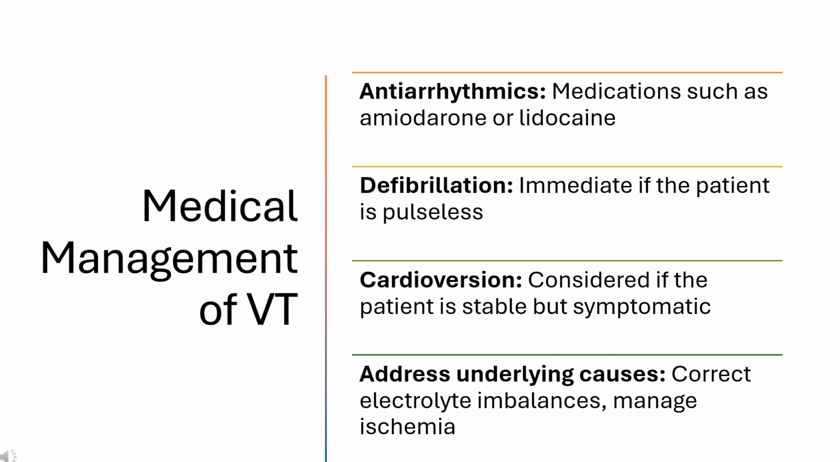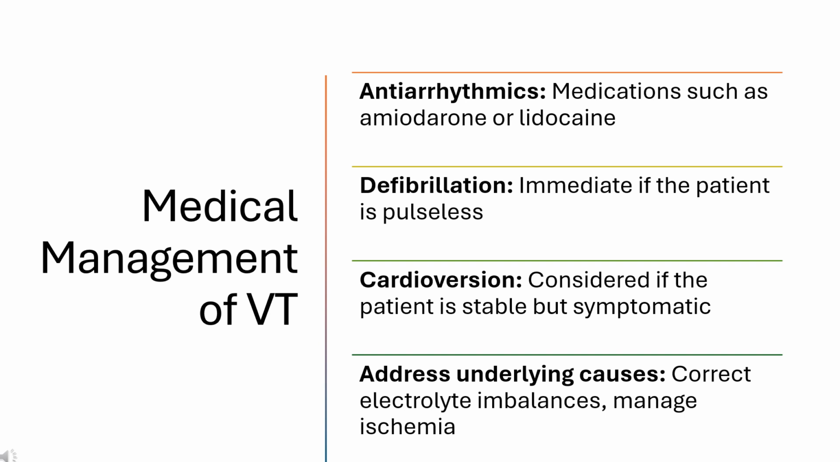A typical order might be something like an initial bolus of 150 milligrams IV over 10 minutes, with a continuous infusion of 1 milligram per minute for the first 6 hours, followed by 0.5 milligrams per minute. You would need to monitor for potential side effects such as hypotension, bradycardia, and pulmonary toxicity. Regular ECG monitoring is necessary to assess the effectiveness and detect any adverse effects.